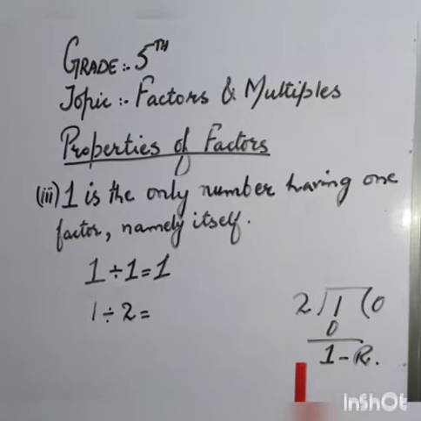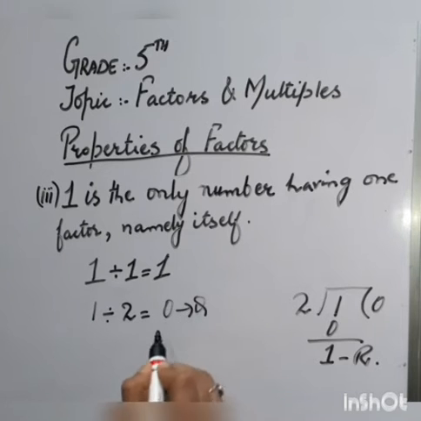Okay, so that means other numbers are not the factors of 1. It means 1 is having only one factor and that is 1 itself. Clear? So 1 का सिर्फ एक ही factor है और 1 खुद है अपना factor. बाकी जो भी हम लेंगे, here 1 divided by 2 we got 0 quotient and 1 as remainder. It means here we got remainder.